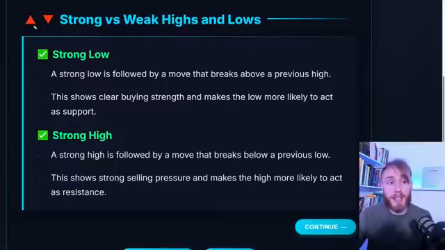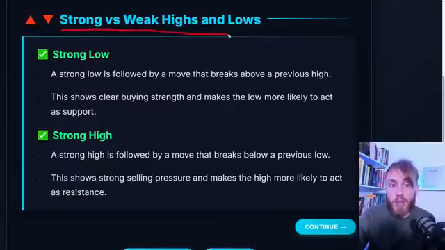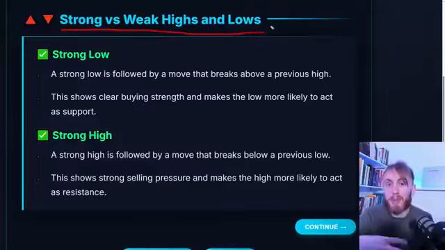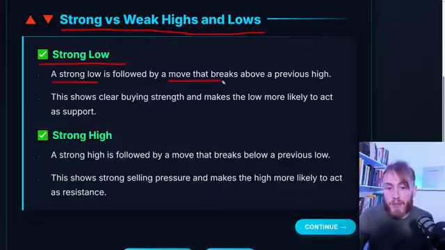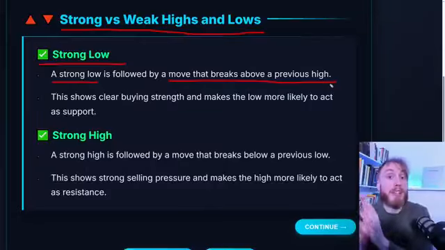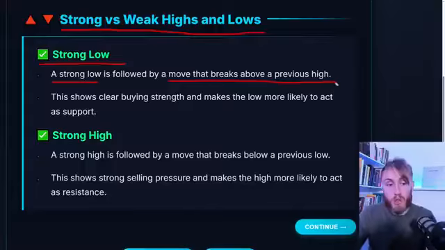But right, so now the next important concept I want to cover is something called strong versus weak highs and lows. And if you understand break of structure and change of character, this concept will be much simpler to grasp and you will hopefully learn it really quickly. But first of all, what is a strong low? Well, in simple terms, a strong low is followed by a move that breaks above the previous high. So if we have a move that causes a break of structure, then we have a strong low.